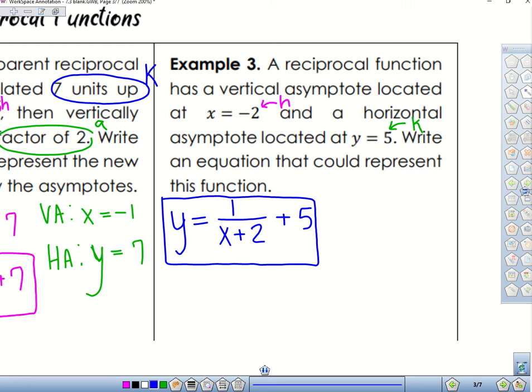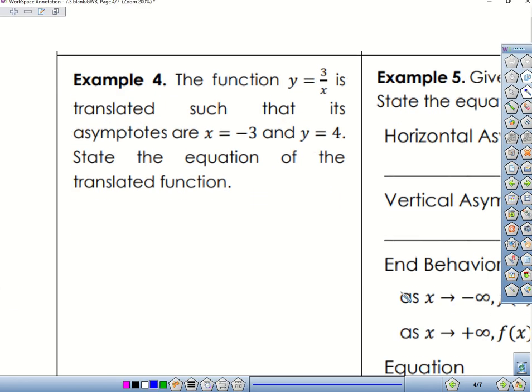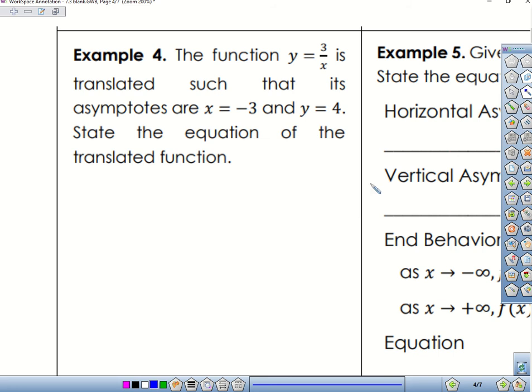You ready to move on to example 4? Alright, let's try example 4. So it says here the function y equals 3 over x is translated such that the asymptotes are x equals negative 3 and y equals 4. State the equation of the translated function.